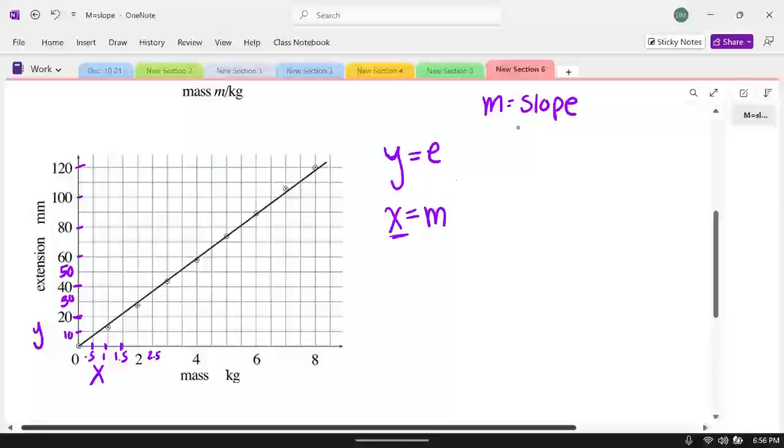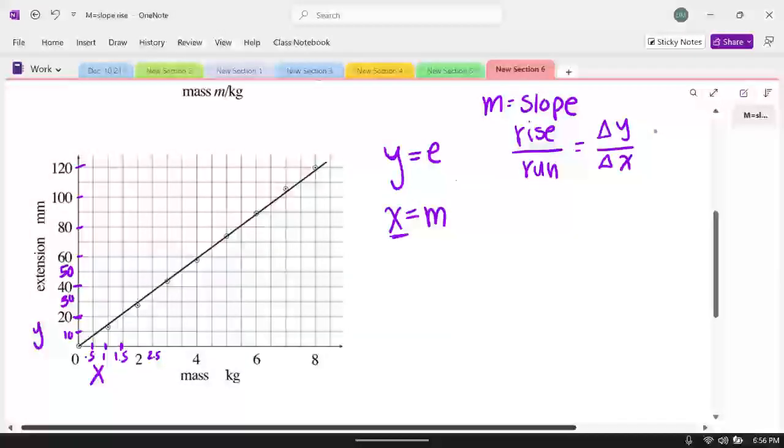I can now go in and calculate slope, and I'm going to show us rise. Ooh, that did not write correctly. Rise over run. Which rise over run is really the change in the y over the change in the x, meaning how much did our graph go up and how much did our graph go over.